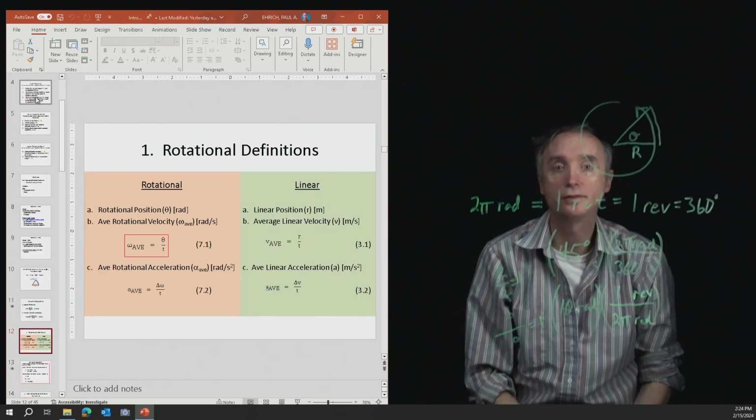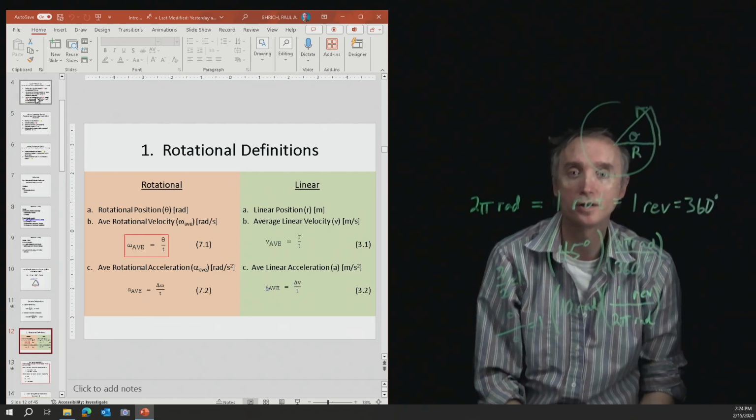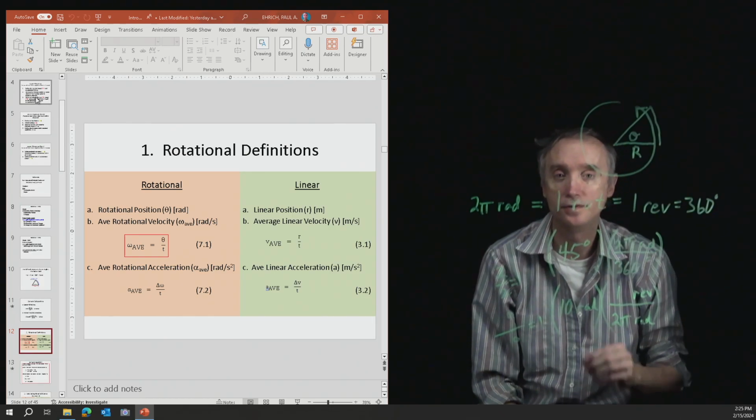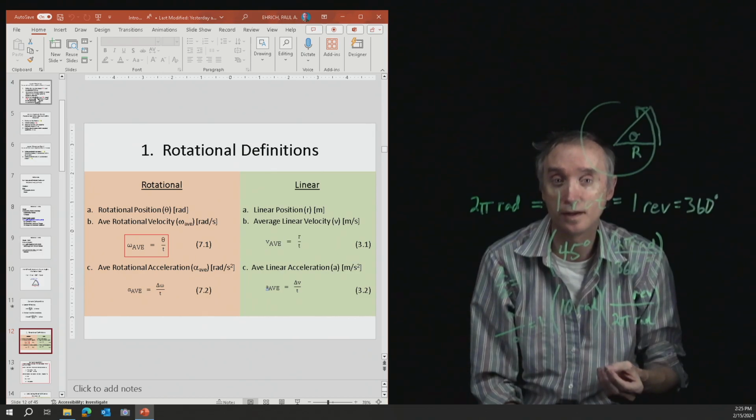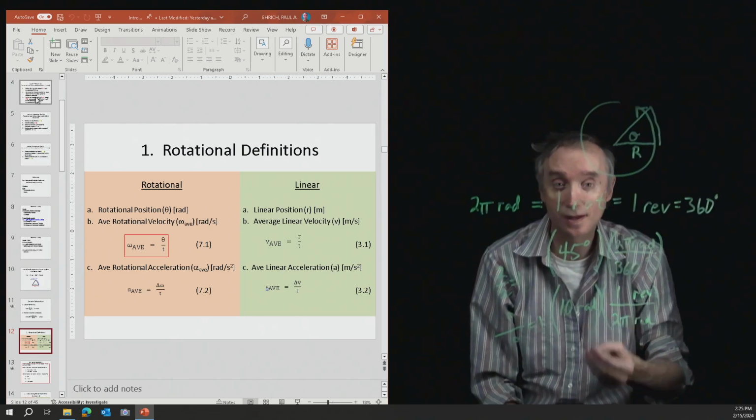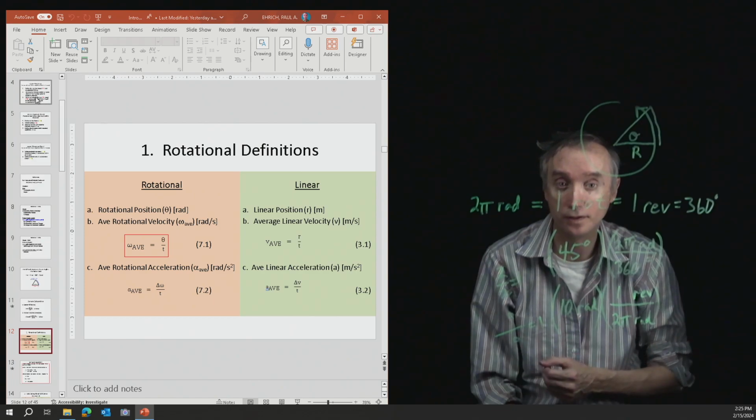All right, let's take a break. When we come back, we will talk about what we mean by a distance and then speed and then acceleration when something is rotating.